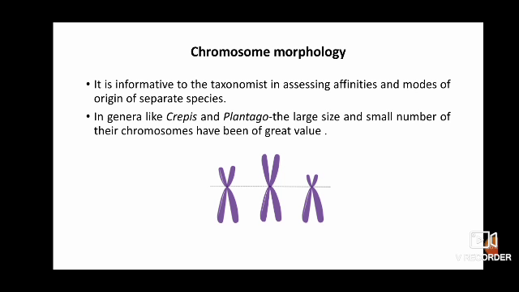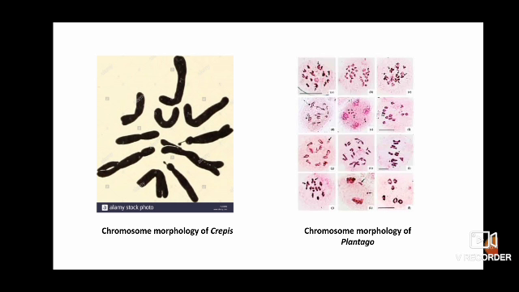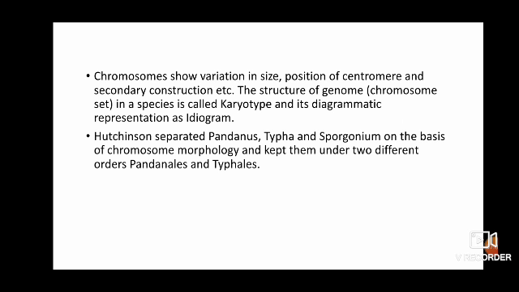Now coming to the chromosome morphology. It is informative to the taxonomist in assessing affinities, the closeness and modes of origin of separate species. In genera like Crepis and Plantago, the large size and small number of their chromosomes have been of great value. These are some pictures showing the chromosome morphology of Crepis, large size, chromosome morphology of Plantago, etc. Chromosomes show variation in size, position of centromere and secondary constriction, etc. The structure of the genome, a chromosome set in a species, is called karyotype, and its diagrammatic representation is called an ideogram.